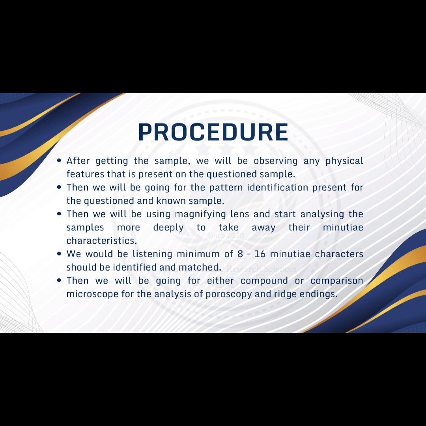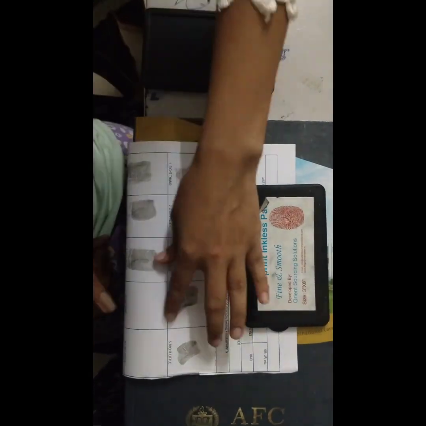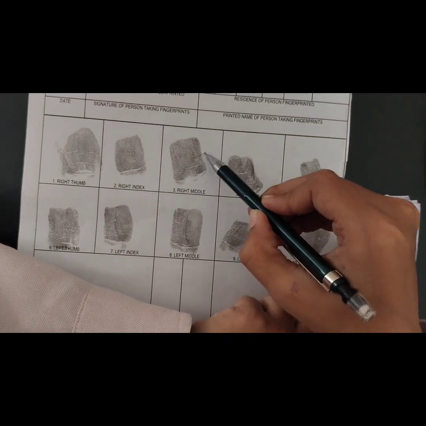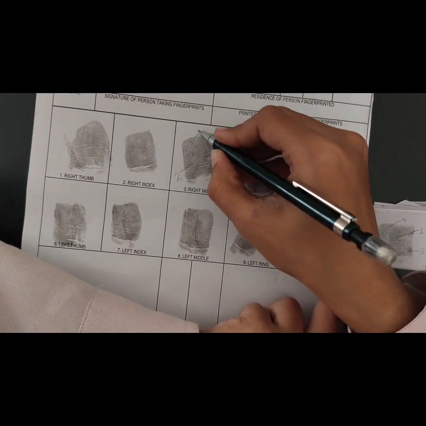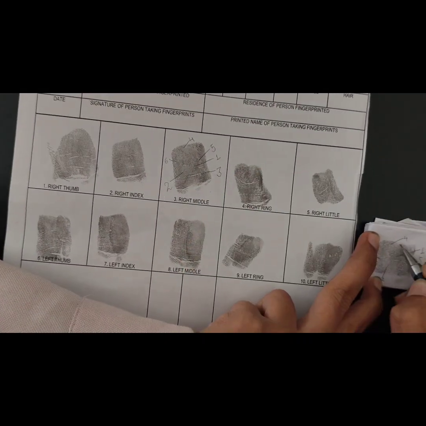Then further, with the usage of a magnifying lens and microscope, we can analyze the sample more deeply by taking the minutiae characteristics, which is the level 2 of fingerprint examination. Then we proceed with ridgeoscopy and poroscopy to confirm our findings, as a minimum of 8 to 16 minutiae characteristics should be identified and matched from the known to the unknown or questioned sample. We collect the known sample from the suspect using the inkless pad method on a 10 print card. Then we proceed with the identification of the minutiae characteristics that we are matching from the known to the unknown sample.